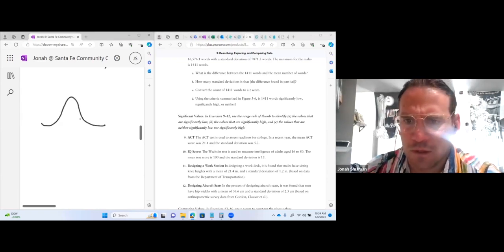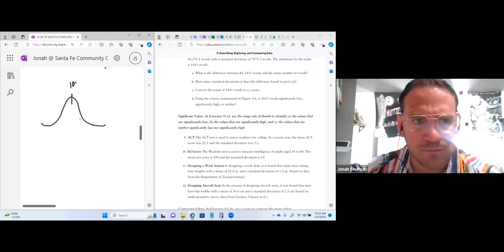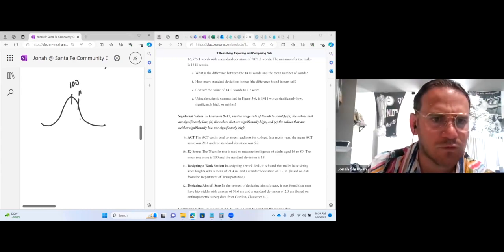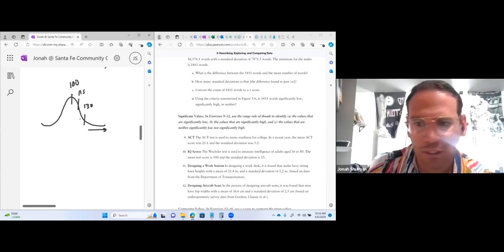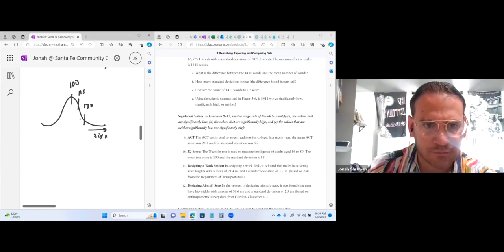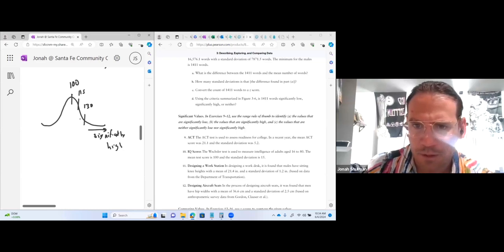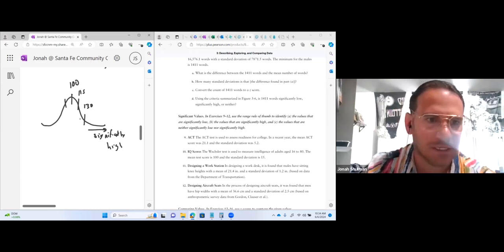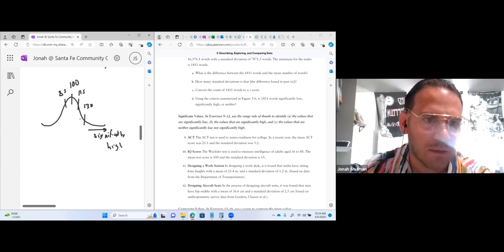So here we go. So here we have 100. And we know the standard deviation is 15. So one standard deviation away is 115. Two standard deviations is 130. So anything bigger than 130, I believe, would be significantly high. Okay, and then we've got 100 minus 15 is 85. And 85 minus 15 is 70. So I believe these are going to be significantly low.